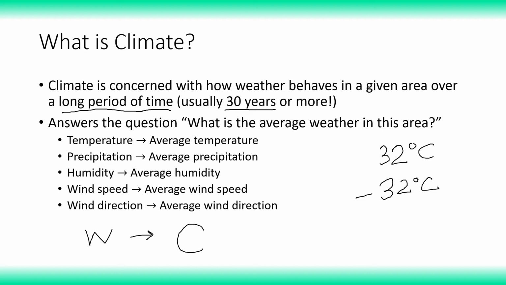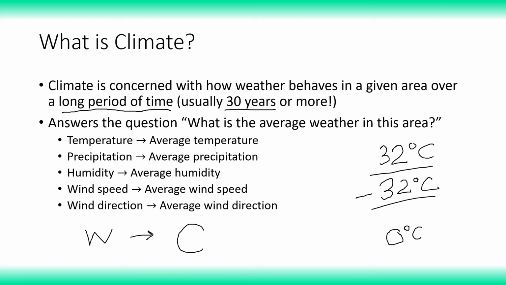So if you go through and you do an average, now of course it's not going to be minus 32 degrees for the same period of time as it's plus 32 degrees, but if you do the average, you might not come out to exactly 0 degrees Celsius. You might get like 5 or minus 5 or 3 or minus 3 or something like that.